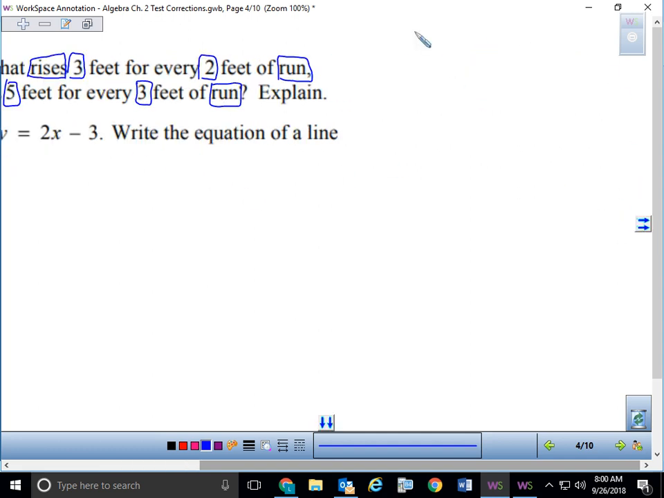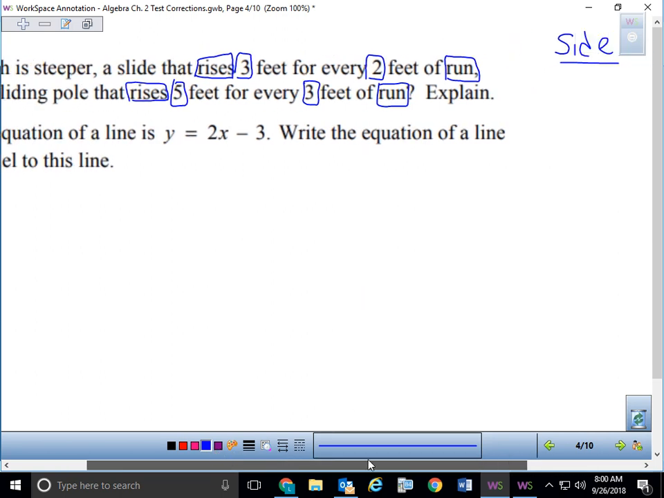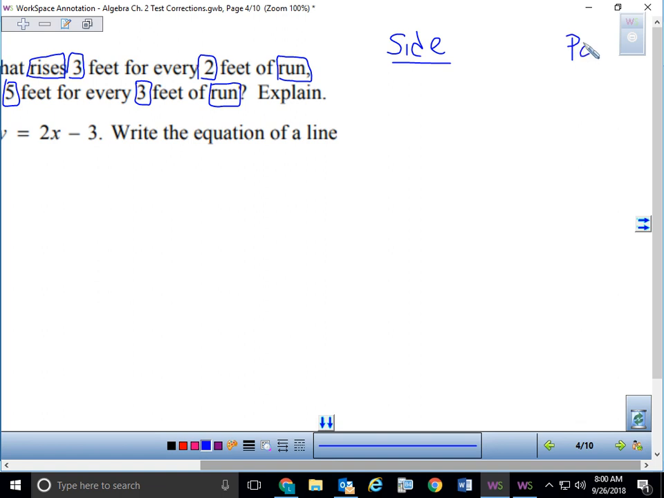So we have a slide. I'm going to do my work over here. Slide, and then we have a pole. That's what we have. We have a slide and we have a pole. Well, we're talking about slope. Slope, rise over run.